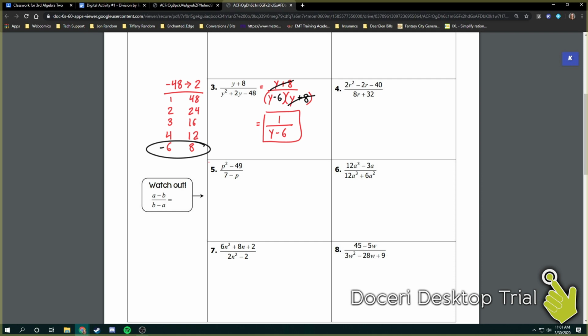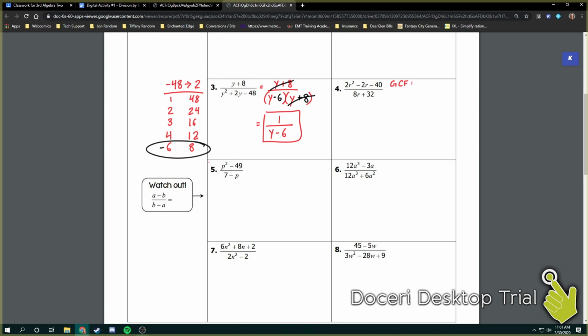Over here, number 4, 2r squared minus 2r minus 40 over 8r squared plus 32. Okay, so I'll admit, the first time I looked at that problem, I saw, oh, it's a trinomial and it has a number out front of the variable squared, I'm going to have to do the box method on that. No. The reason being is you always want to check to see if that thing has a greatest common factor.